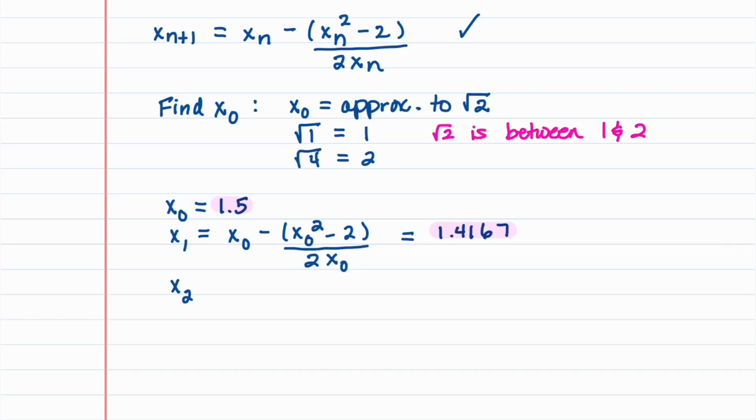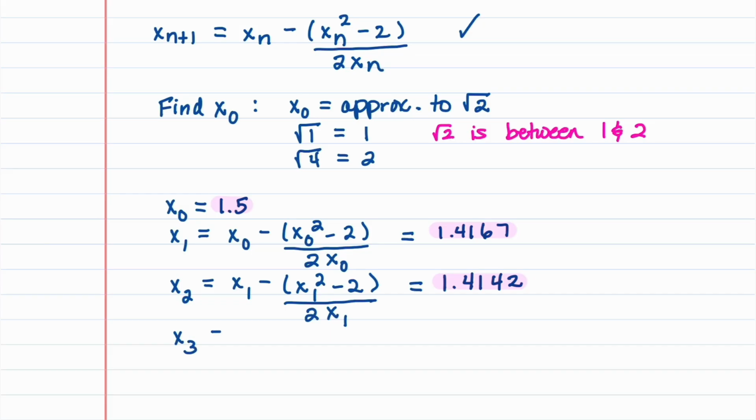So let's find x2. x2 is going to be x1 minus x1 squared minus 2, all divided by 2x1. You put that into your calculator, and we get an answer of 1.4142. Now we compare x2 to x1. Those are similar, but they're not exactly the same, so we have to keep going.